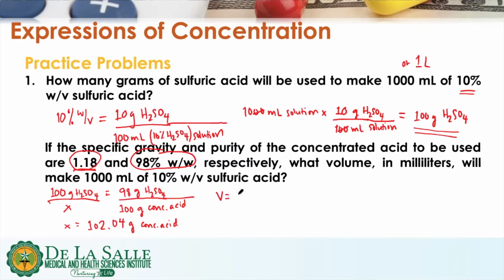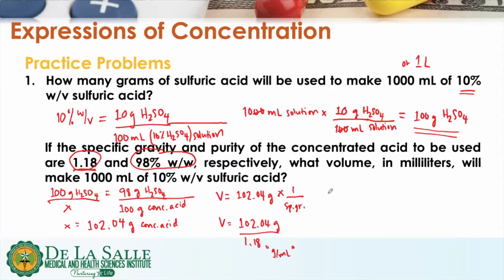So the volume is equal to 102.04 grams times the inverse of the specific gravity. Or simply, we will divide the weight of the sulfuric acid by the specific gravity. So volume is equal to 102.04 grams divided by 1.18. Remember the unit, grams per mL.